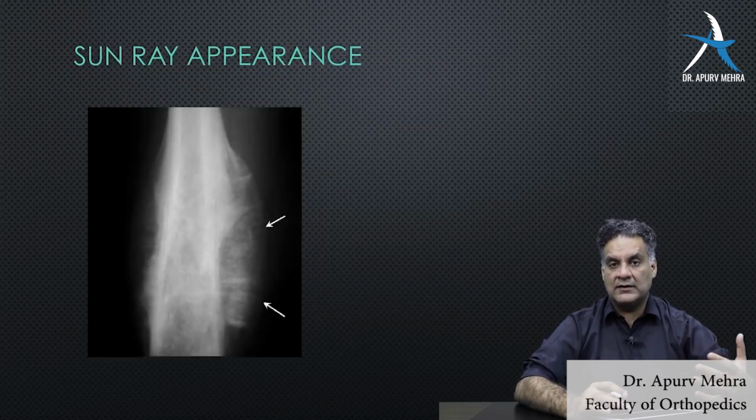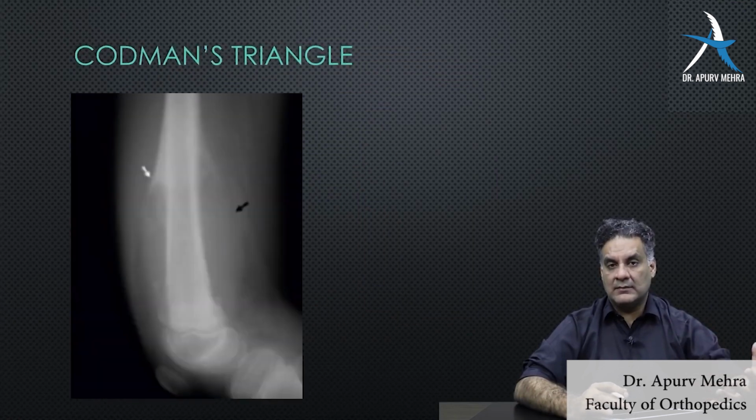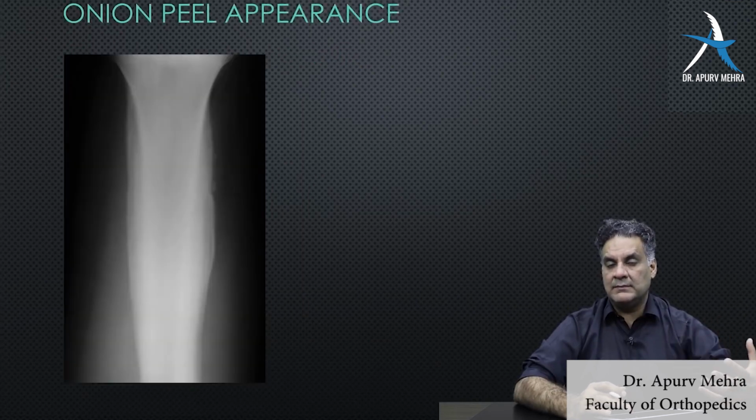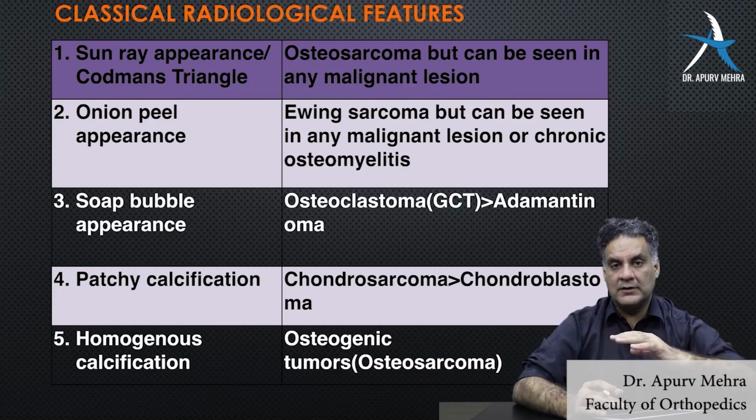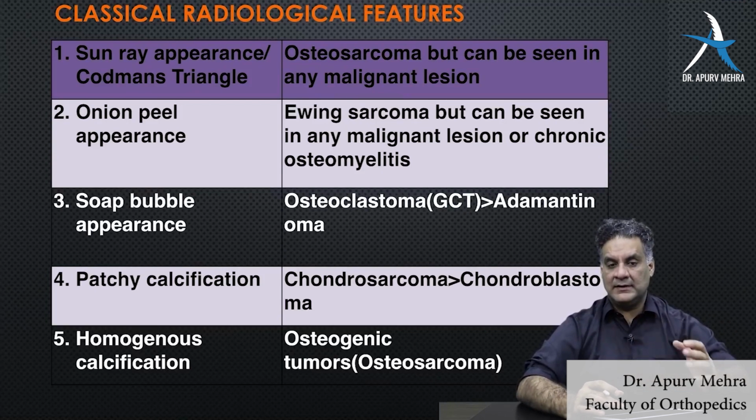Wide zone, sun ray appearance, any malignant tumor, usually osteosarcoma. Codman's triangle, any malignant tumor, usually osteosarcoma. Onion peel appearance, any malignant tumor, usually Ewing's. Remember, sun ray or Codman's triangle, osteosarcoma. Onion peel, Ewing sarcoma. So bubble appearance, like the destruction of the bone till the joint, osteoclastoma more than adamantinoma.